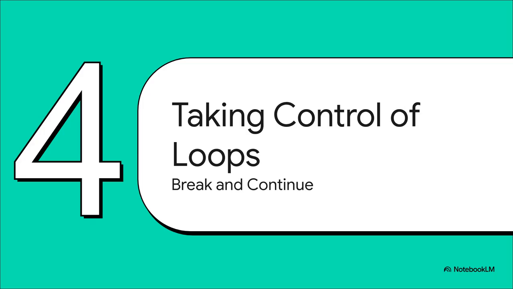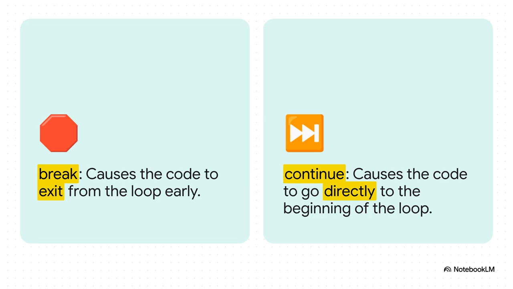All right, so loops are powerful, but what if you want to be the puppet master? What if you need even more control? Maybe you need to bail out early or just skip a particular step. Well, Java gives us a couple of keywords to do just that. You get these two little magic words, break and continue.